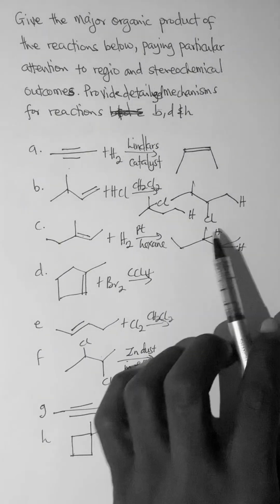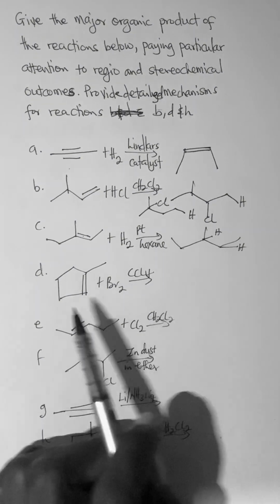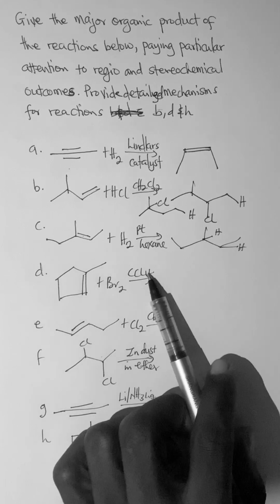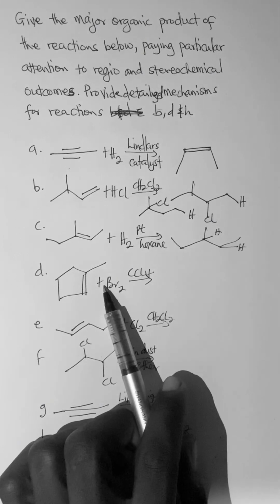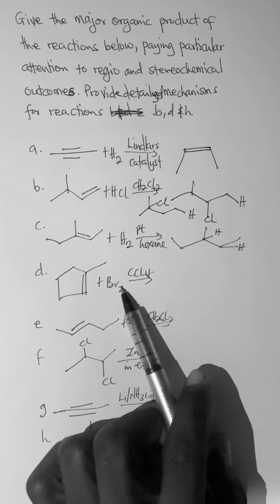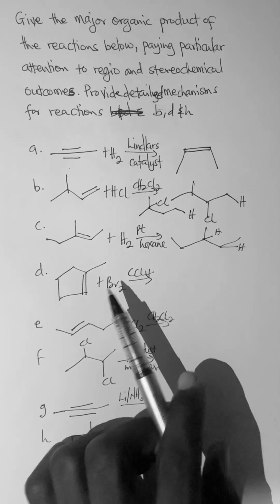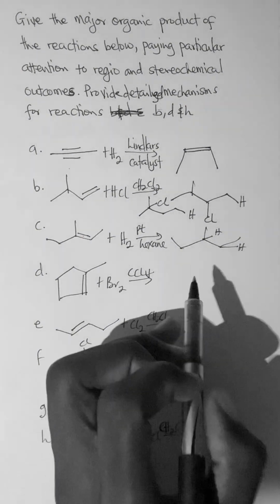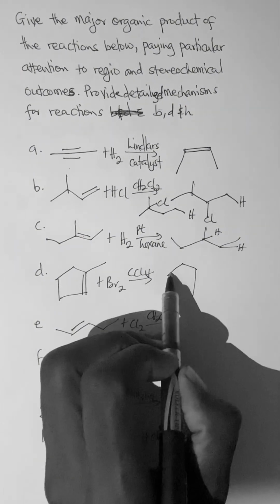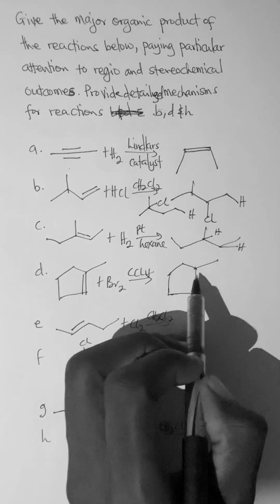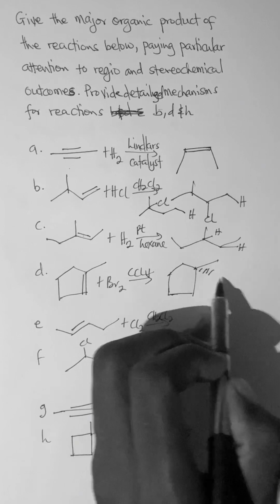So this is just a hydrogenation reaction. Then this is an alkene in the presence of Br2 in carbon tetrachloride. It is going to form a vicinal dihalide, and this is a regioselective vicinal dihalide. So it's going to form a trans vicinal dihalide, because the mechanism of this reaction forms the cyclic bromonium ion.